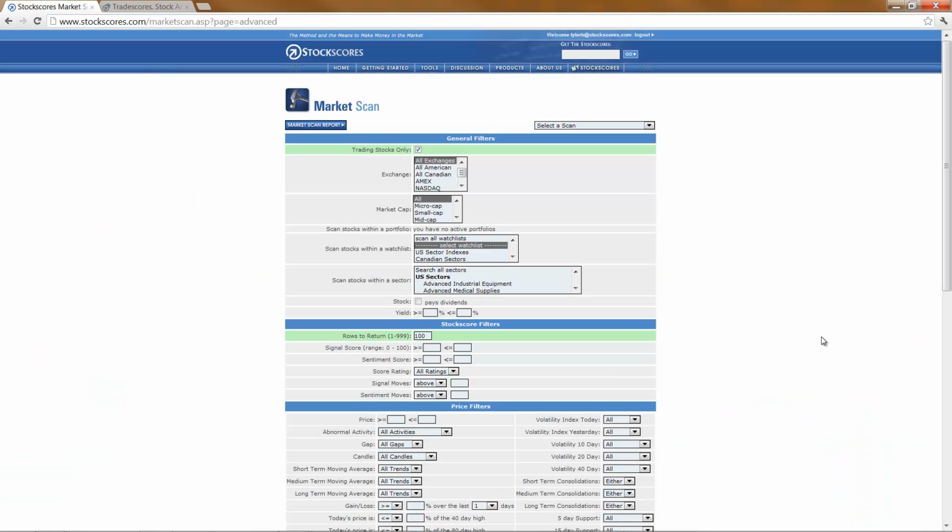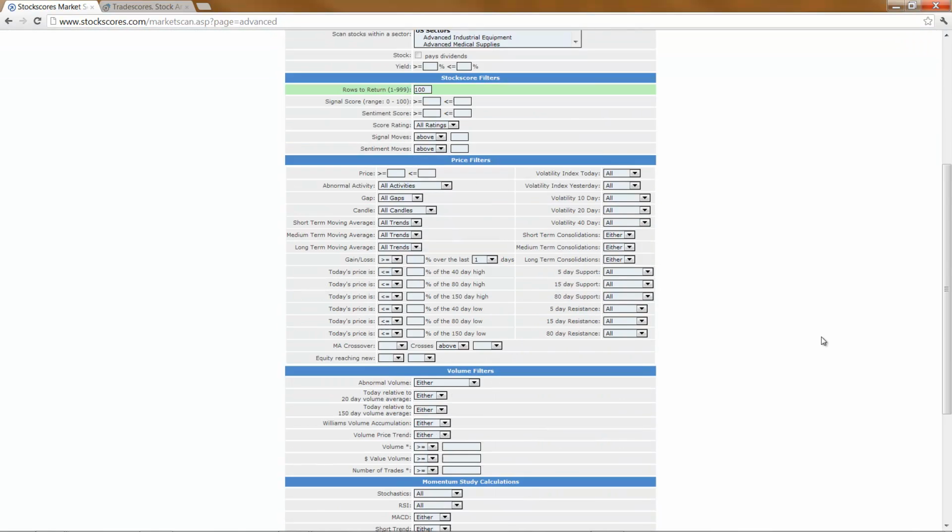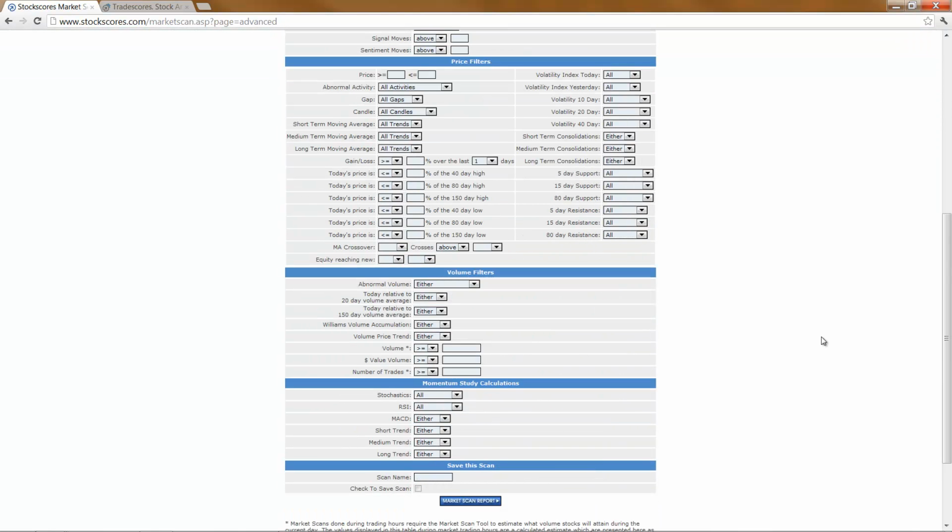I'm logged into Stockscores.com now, of course, as a member because it requires membership to use the Market Scan tool. And you can see that I have all of these filters here to choose from. Well, what I like to look for is stocks trading abnormally. Early in the day, I will simply look for abnormal volume and a certain number of trades. I might say 2,500 trades a day.